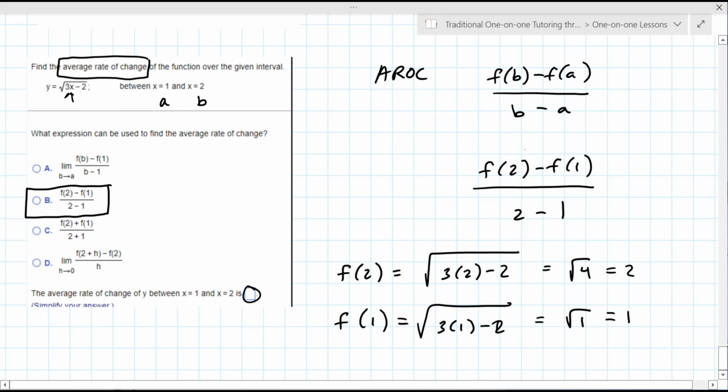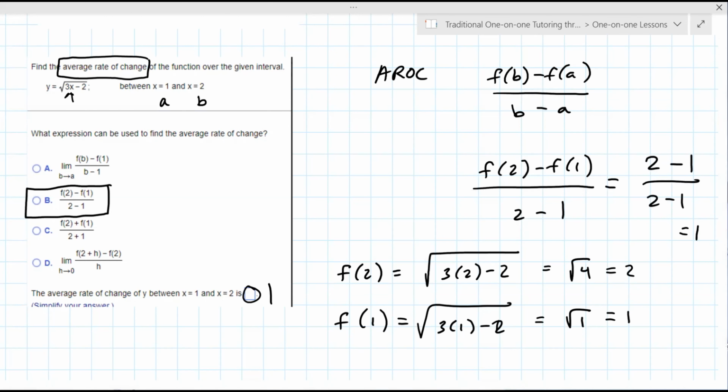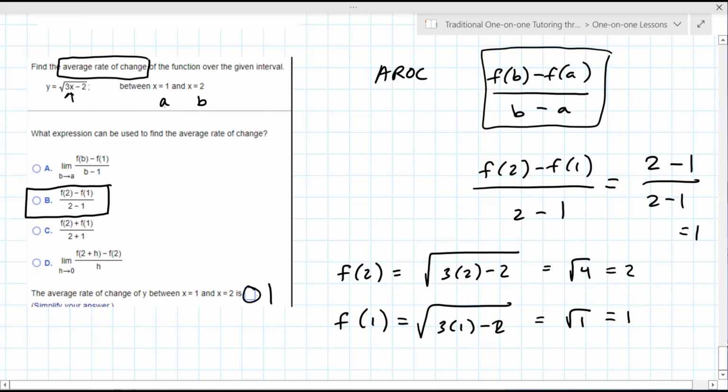So that's the numerator. We go back and put those values in: 2 minus 1 over 2 minus 1. It ends up equaling just 1. So you take that equation, and yes, you have to know this equation, and then they have to give you the a and the b, and then you write the equation, but then you go back and find the numbers that go in there.